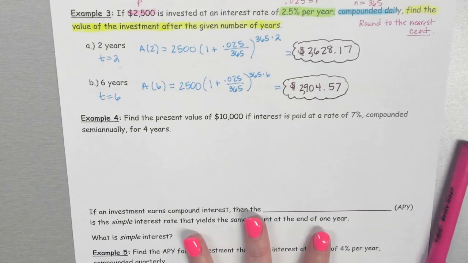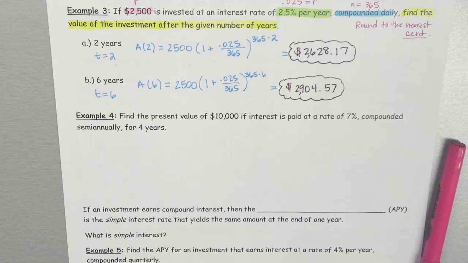Okay, and then I want you to read through example 4 and label everything given to you with the variable.